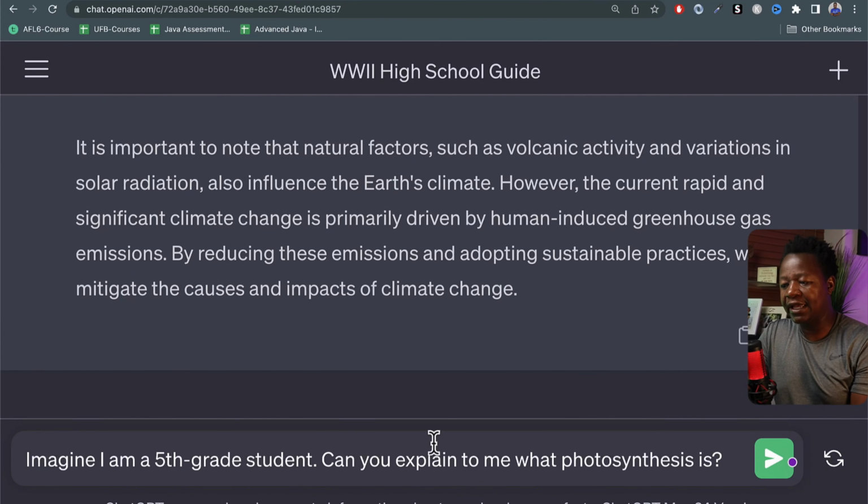I'm going to show you an example. So here is a role play example. It says here, imagine I am a 5th grade student. Can you explain to me what photosynthesis is? Right, let's see what happens. So the idea, as you see here, is that I'm using a role play. I say, imagine that I'm a 5th grader student. That's very important, because that is the role I want ChatGPT to play. And once ChatGPT got that part, can you explain to me as a 5th grade student how photosynthesis works?